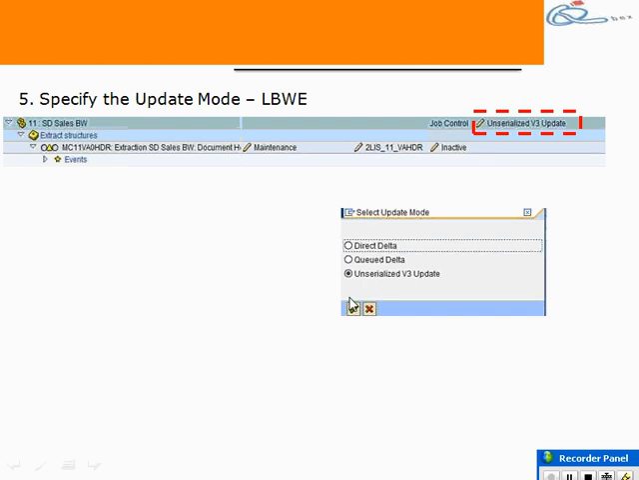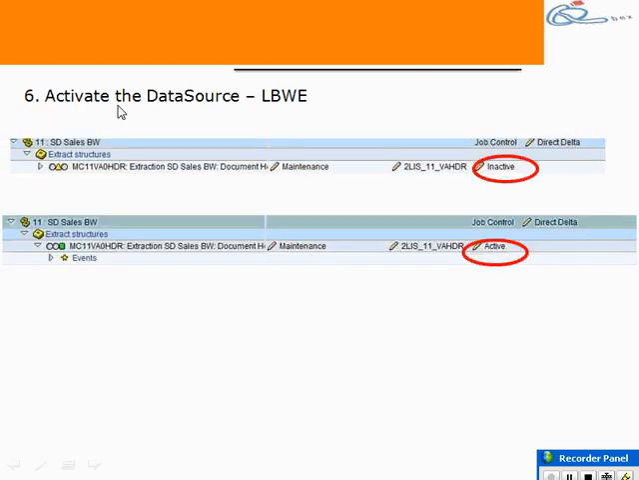As of now, you are not really clear on what happens if I select direct delta, what happens if I select queued delta, what happens if I select unserialized. We will get into details later. Specify the update mode, whatever you want. Just choose the radio button and say okay. That is it. And then what?